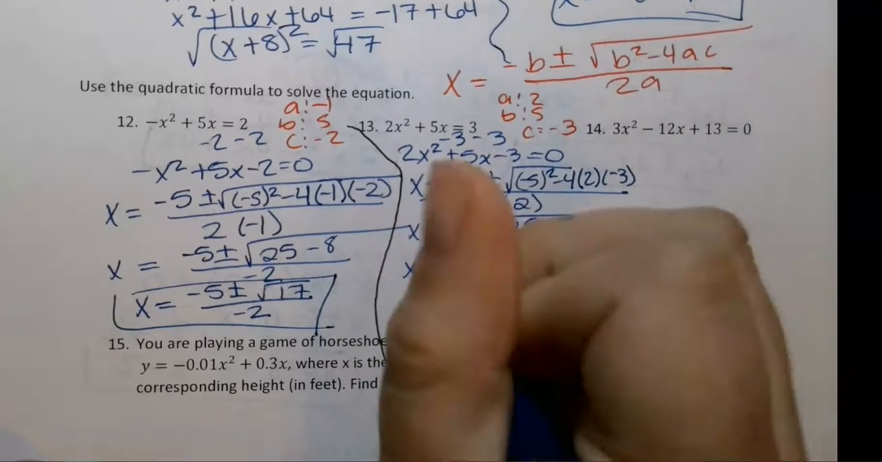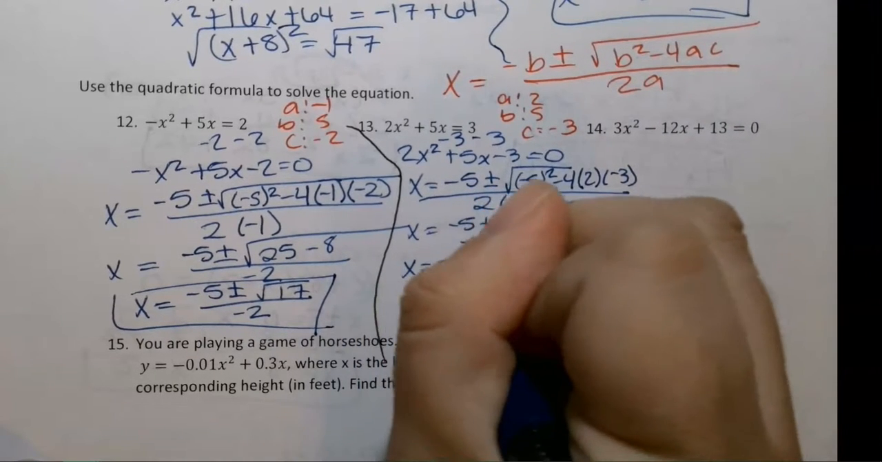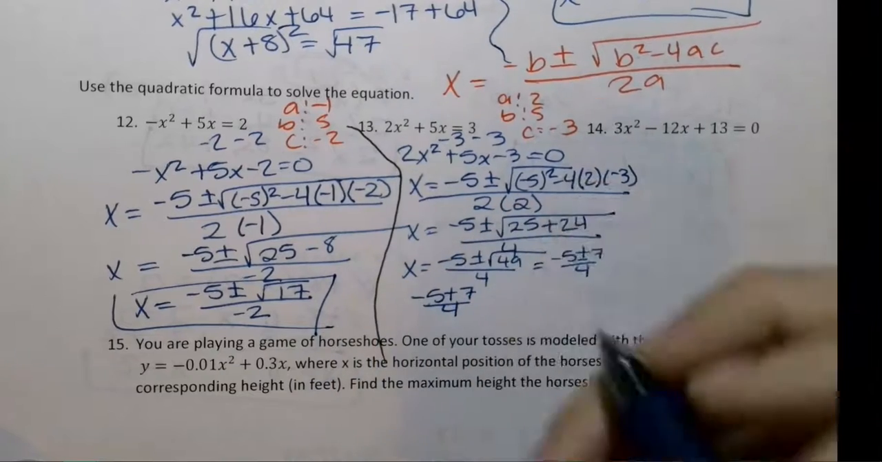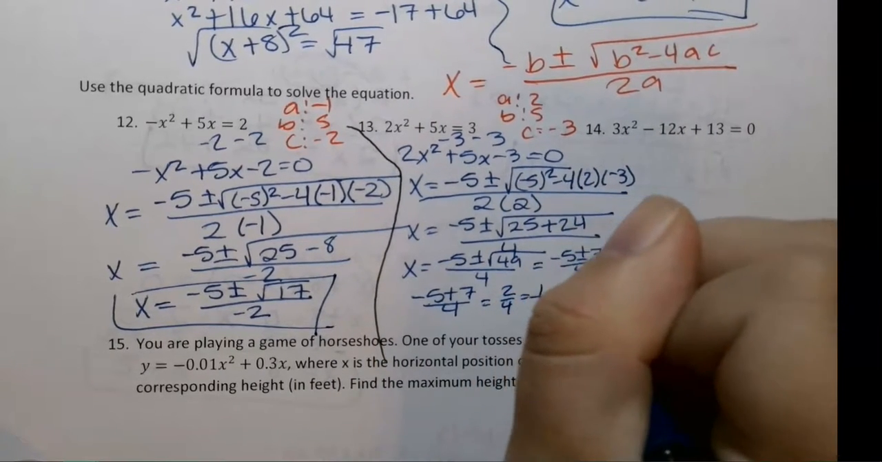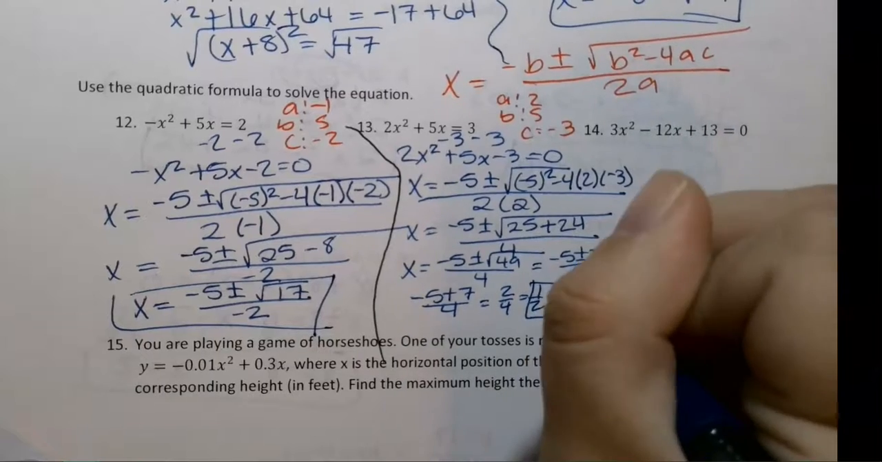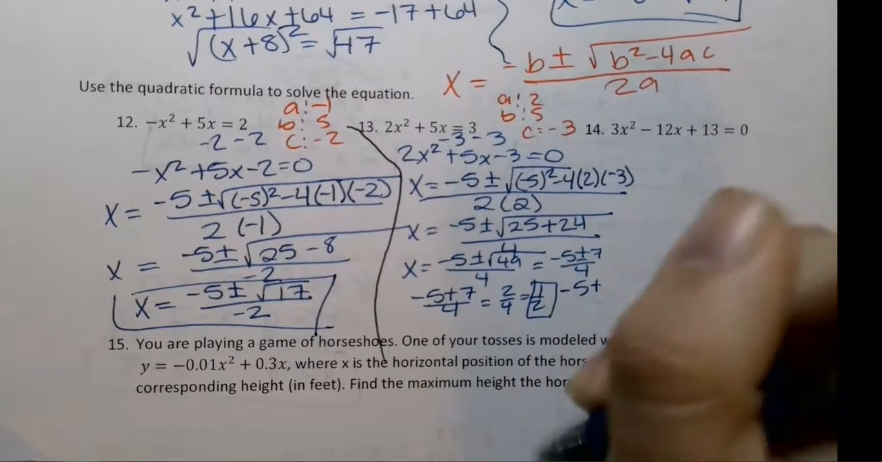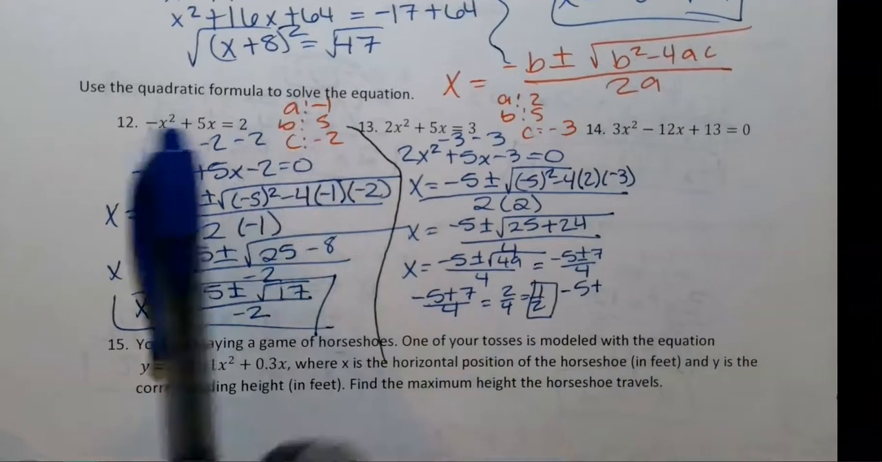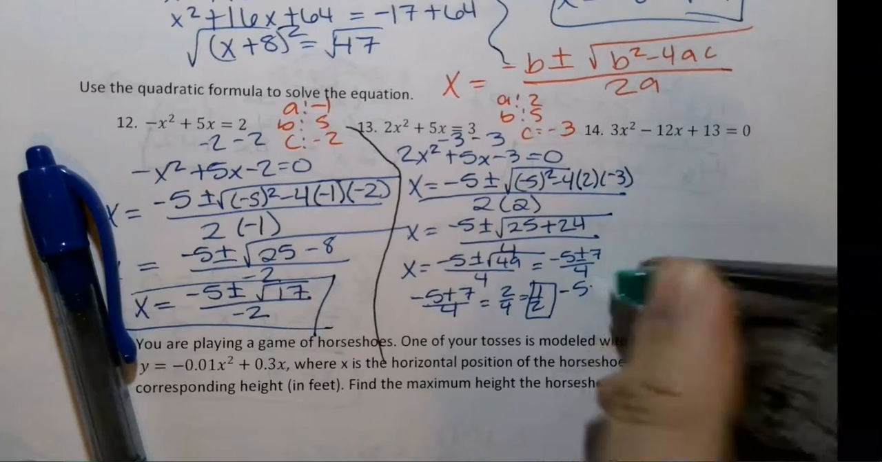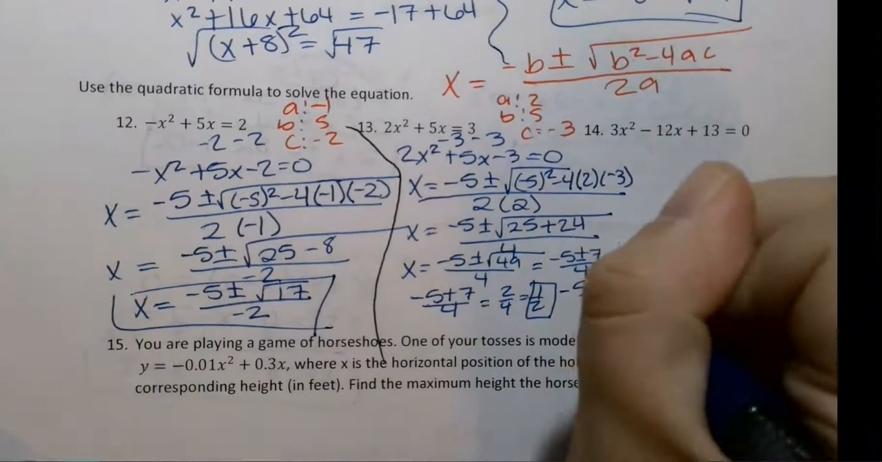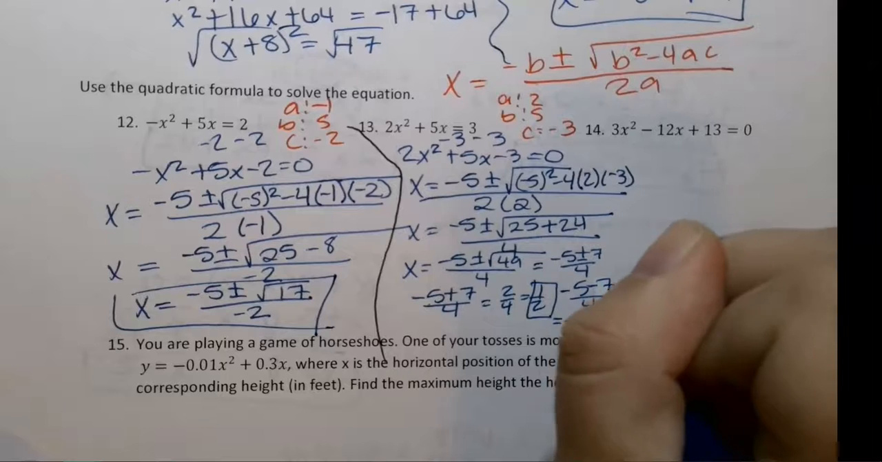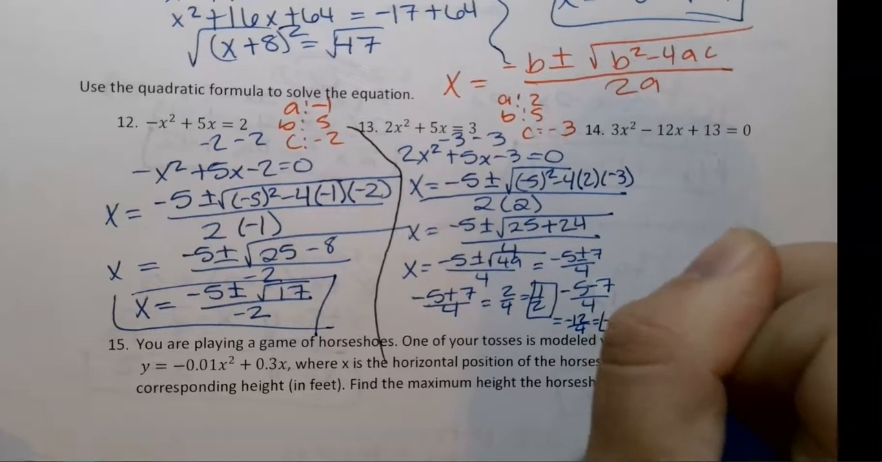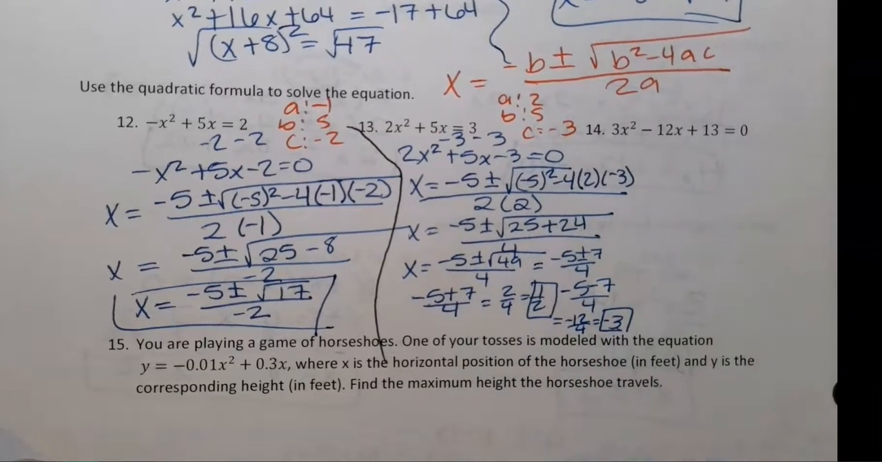I can split this into two equations. I'm going to have negative 5 plus 7 over 4, which is 2/4, which simplifies to 1/2. And then I can have negative 5, nope, that should have been a minus 7, over 4, which gives me negative 12 over 4, which gives me negative 3 for my second answer.